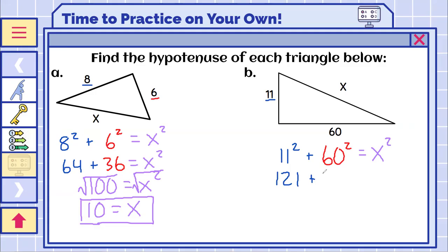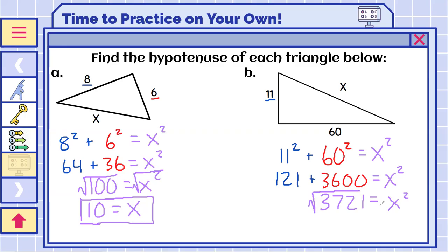which should be 3,600. If you had that, you did your powers correctly. Next, your addition. So if you add 121 to 3,600, you should get 3,721. So if you got 3,721 equals x to the power of 2, you would have been right.